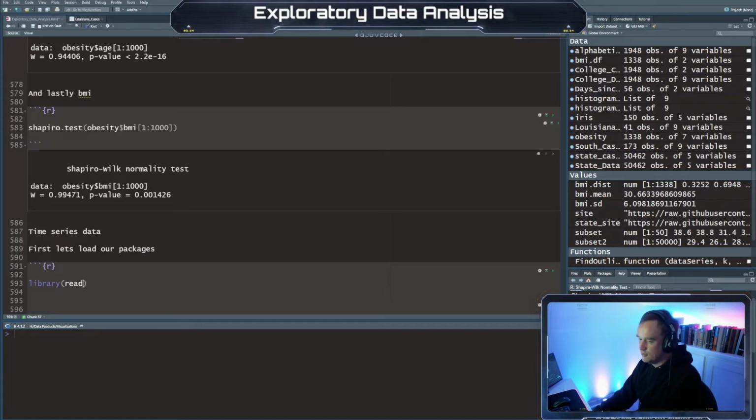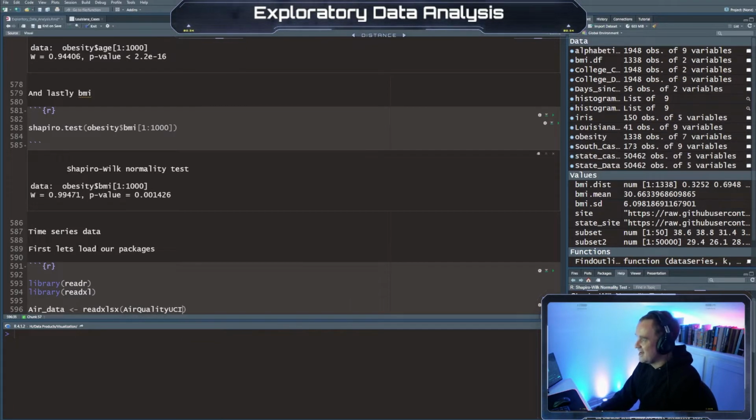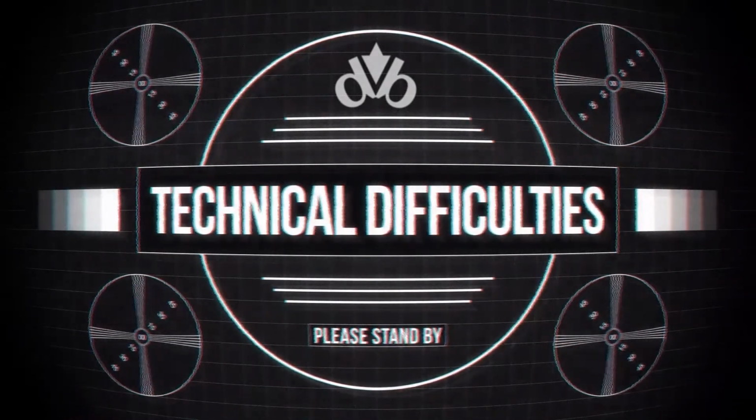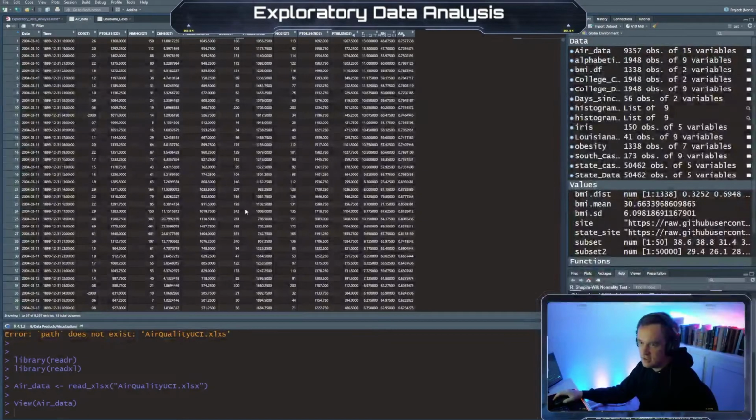So first, let's load our packages. Library readr, and library readxl. Air data read_xlsx, AirQualityUCI.xlsx, and I need quotation marks. All right. There we go. Okay, so we have now air quality data.